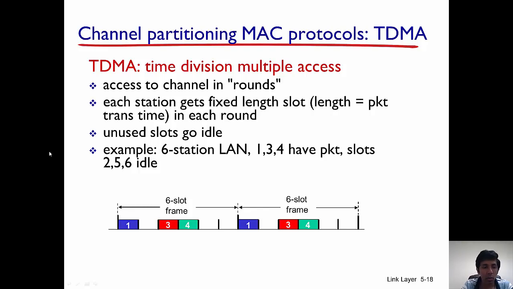In this figure here, you can see that the first user transmits, then the second user may not have anything to transmit, then the third user has something to transmit, the fourth user also has something. The fifth and sixth do not have anything to transmit. And once all users have been given an opportunity to transmit, then user 1 transmits again.